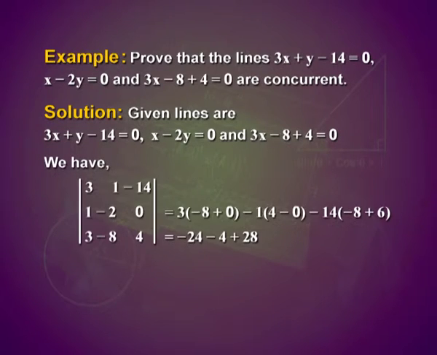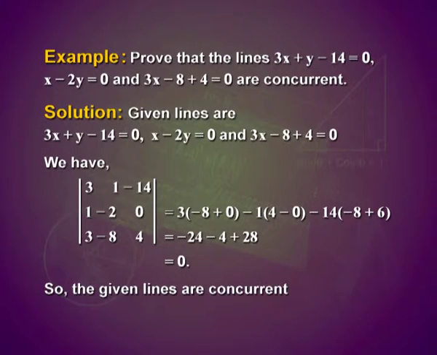We have 3, 1, minus 14, 1, minus 2, 0, 3, minus 8 and 4 arranged in this form, and we can compute using 3 into minus 8 plus 0, minus 1 into 4 minus 0, minus 14 into minus 8 plus 6. On simplifying, we obtain minus 24 minus 4 plus 28 is equal to 0. So, the given lines are concurrent.